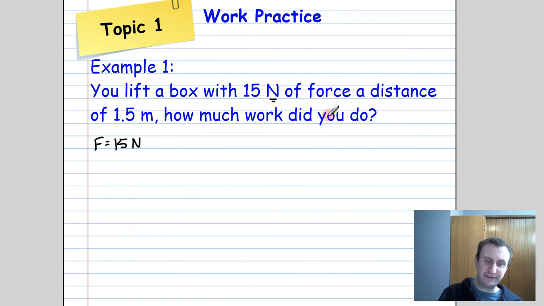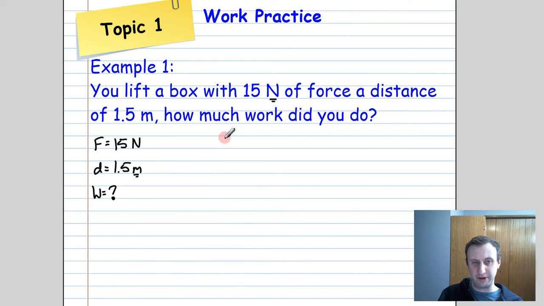I have a distance of 1.5 meters. That's the D. So D is 1.5 meters. Again, I have my unit of meters on there. Then it's asking, how much work did you do? So that means I'm looking for W. That's my work. So W is my question mark.